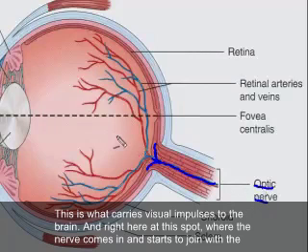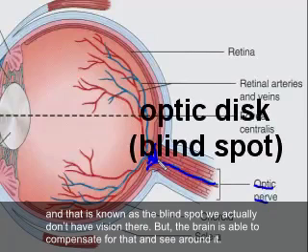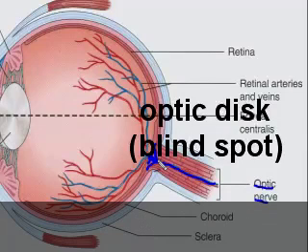And right here at this spot where the nerve comes in and starts to join with the retina is what's known as the blind spot. There's no rods or cones, there's no actual retina here. It's the nerve head that comes in, and that's known as the blind spot. We actually don't have vision there, but the brain is able to compensate for that and actually see around it.